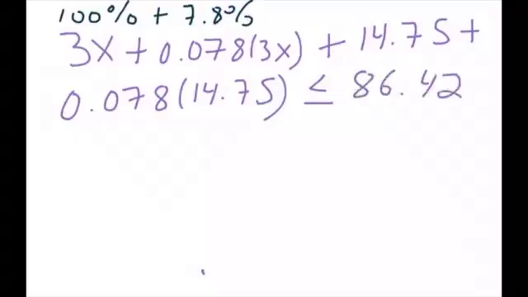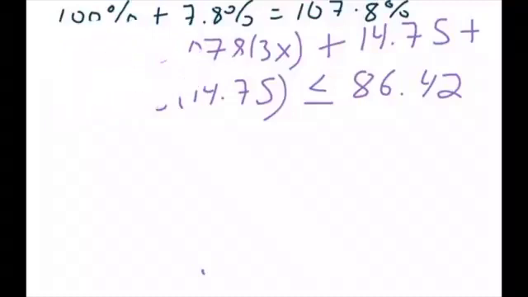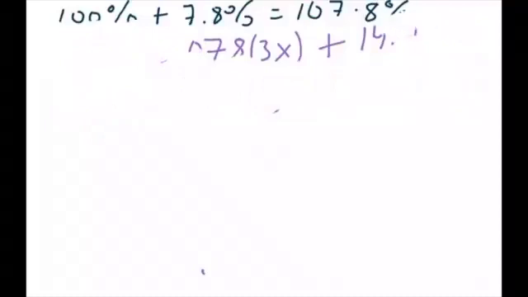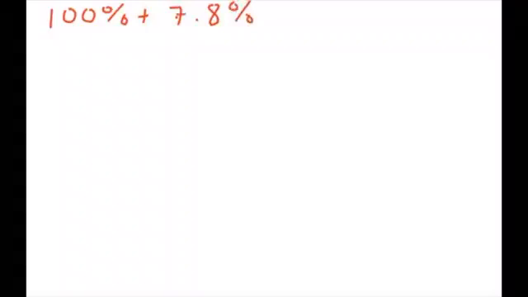Okay, that's quite the inequality. We're going to try and consolidate this a little bit. So remember, 100% plus 7.8% is 107.8%. Okay, so I'm going to go ahead and erase this, and we're going to simplify this here. That was a long way to set it up. So once again, 100% plus 7.8% equals 107.8%.